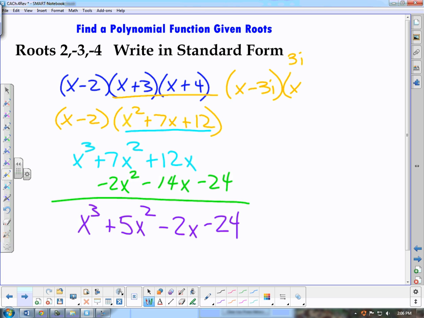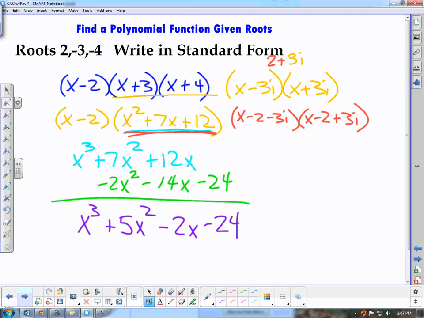Now if you get a root that is, say, 3i, then you would have x minus 3i and also x plus 3i, because the imaginaries have to occur in pairs with real coefficients. If it was something like 2 plus 3i, then you would have x minus 2 minus 3i and x minus 2 plus 3i. And then it would be wise of you to multiply those two together first, and then your imaginary parts should all go away, and you should just be left with something like this.